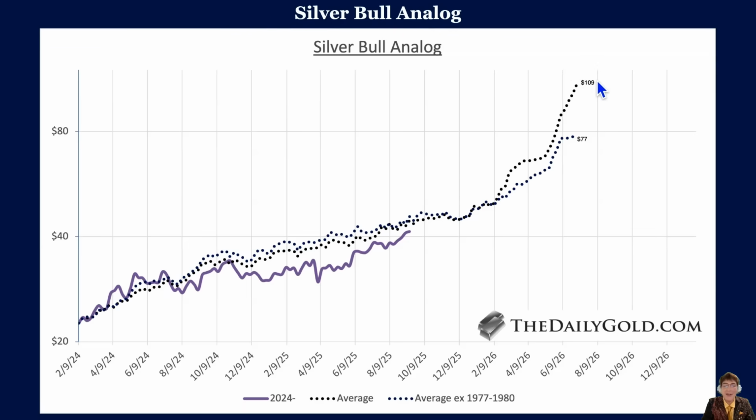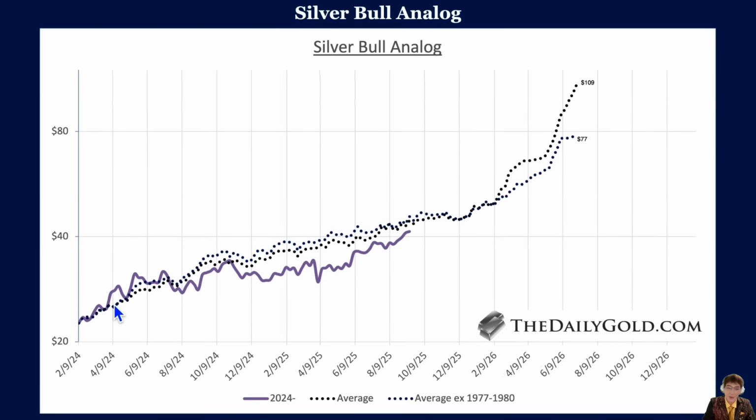I mean, that is July, August. What is that? 9 months from now? Okay, 10 months from now, $109 an ounce. I mean, that even seems a little extreme to me. But let's just remove the moonshot, the 77 to 80 move in silver. Let's remove that. That still puts us at $77, basically 10 months from now. And that's basically a double in silver.